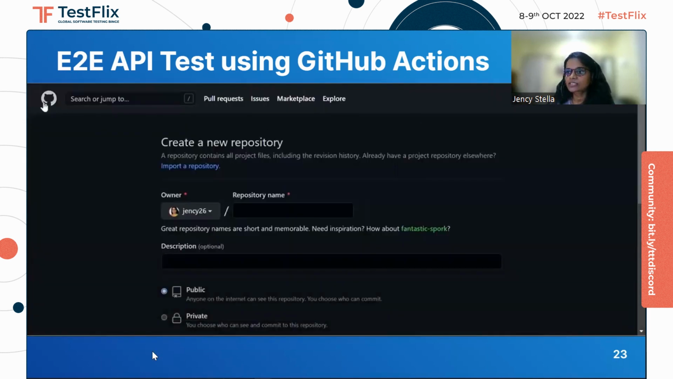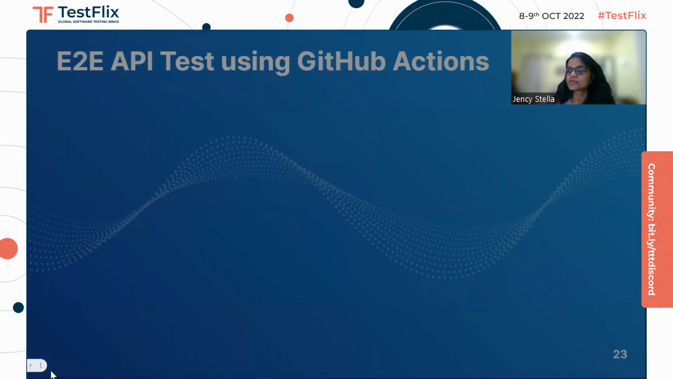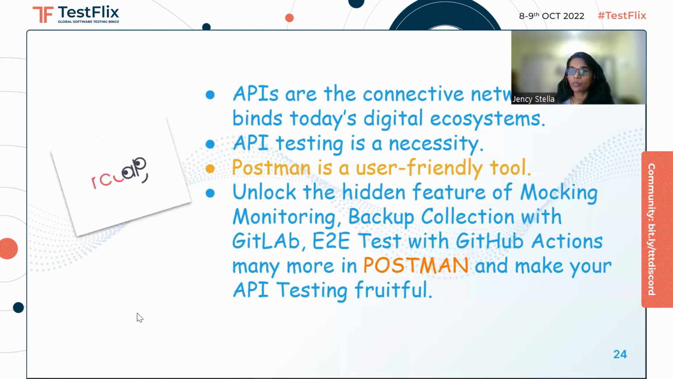To sum up my talk today, let's have a quick recap. We saw what APIs are. APIs are the connectivity network that binds today's digital ecosystem. API testing is a necessity. Postman is a very user-friendly tool. We have unlocked a few interesting features in Postman.